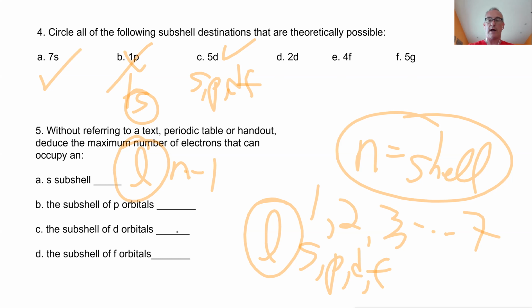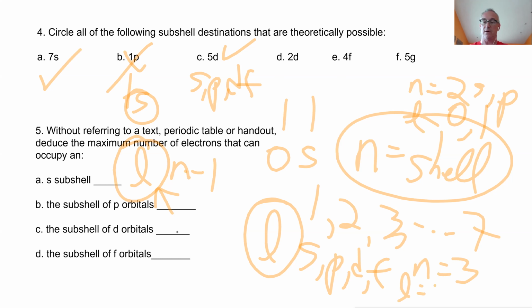So if I'm at 1, the maximum value L can be is 0. That tells me I can only have one S. If, on the other hand, n equals 2, then L can equal 0 or 1. Those are the two values it can have, so 2 can have either S or P. You can have both of those. And when n equals 3, the values of L can be 0, 1, or 2, so that means S, P, or D. Every time we add another shell, another level, there's room for another subshell to go in. By the time we get to 4, we have all 4 subshells possible.